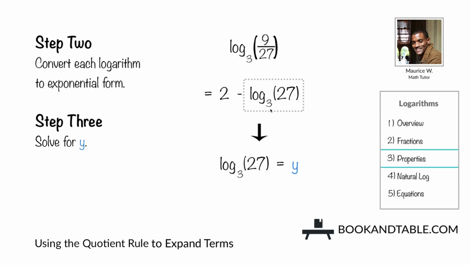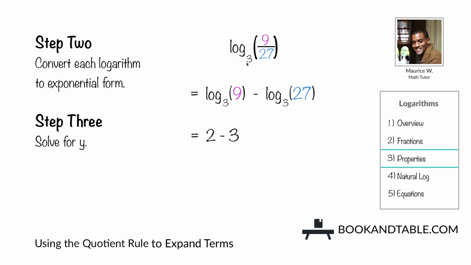And now the second term, we set it equal to y. And we convert this to exponential form by taking our base 3, raising it to a power of y, and setting that equal to the argument 27. And 27 is equivalent to 3 to a power of 3. And this allows us to see that y is equal to 3, letting us know that the log of base 3 of 27 is equal to 3. So we can replace this term here with its equivalent value 3.